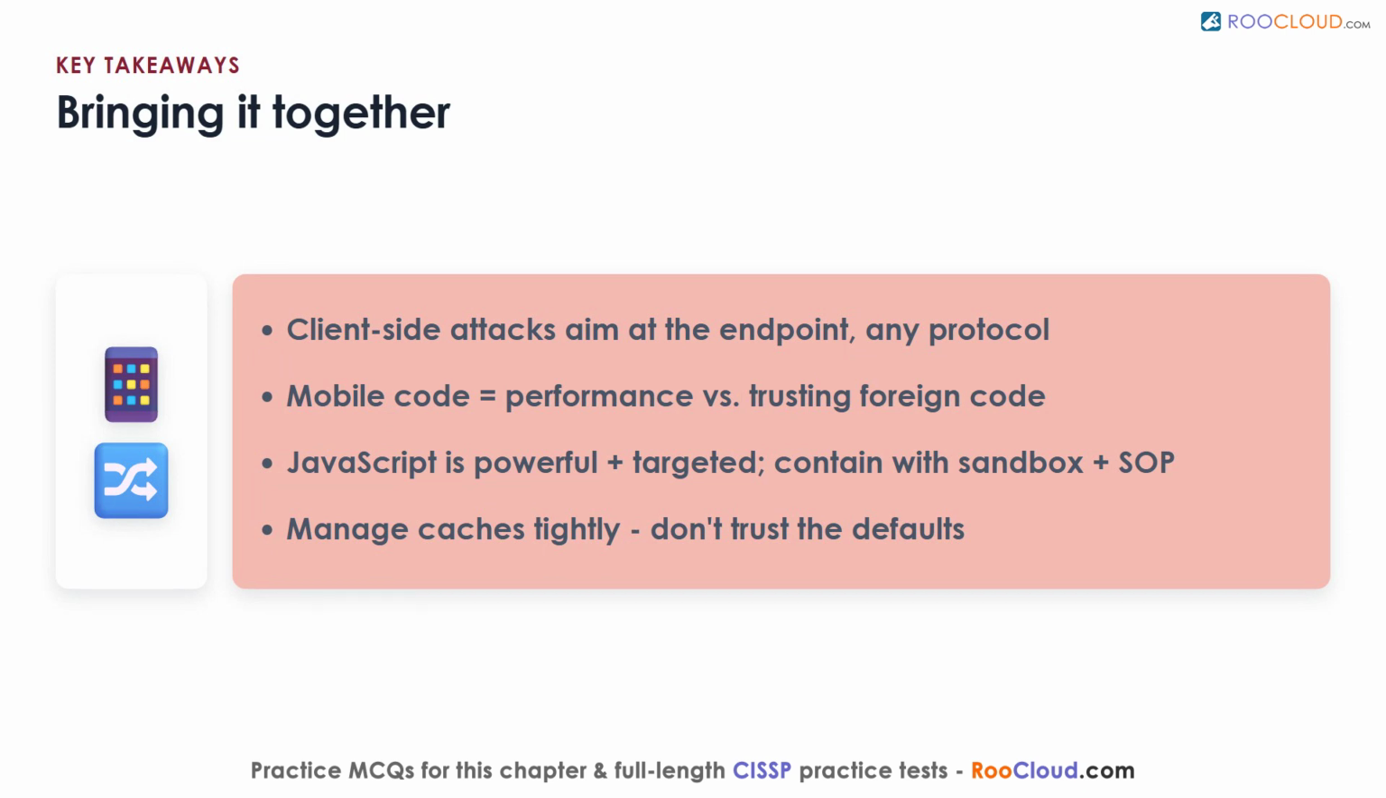So browsers contain it with sandboxing and the same origin policy, while you add updates and a content security policy. And local caches can be poisoned, so manage them tightly rather than trusting the defaults. Treat the client as a frontier, and you defend the place where your users actually live.